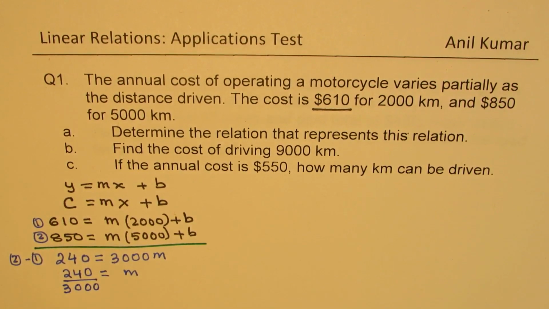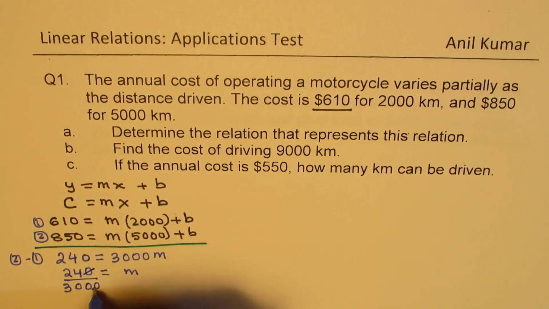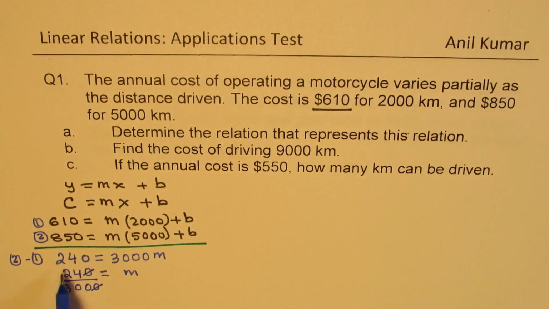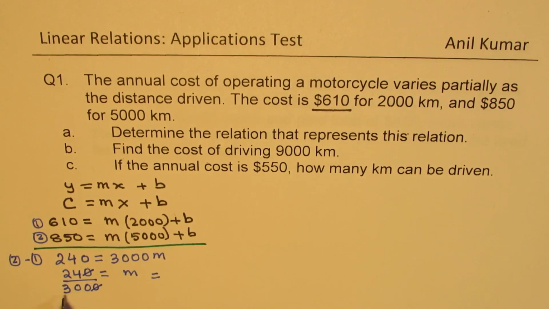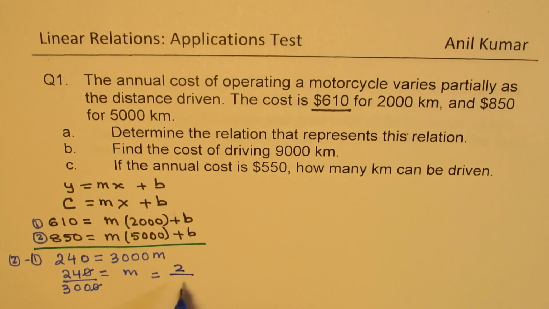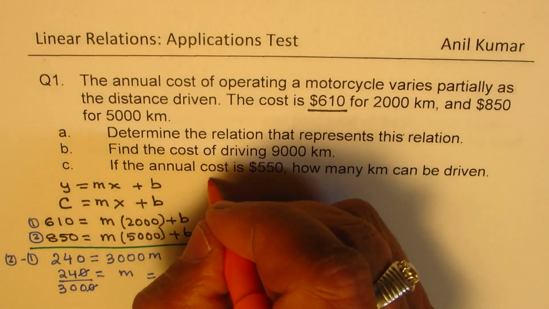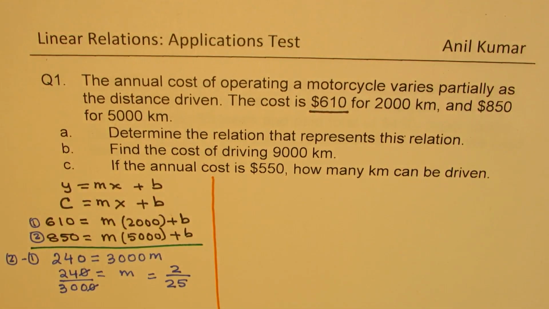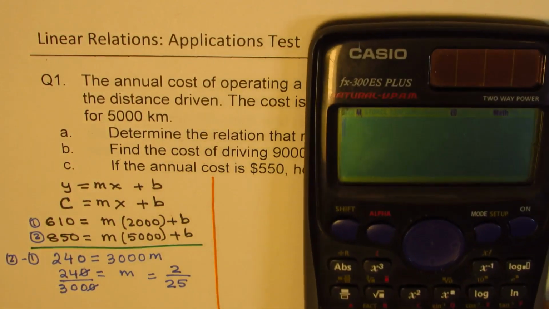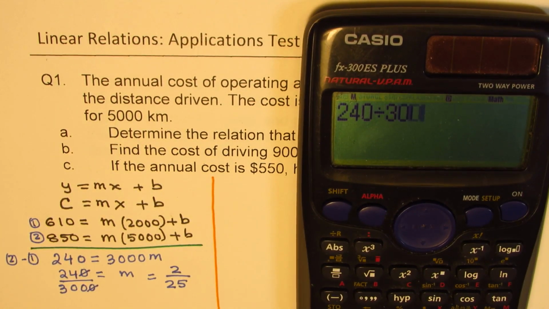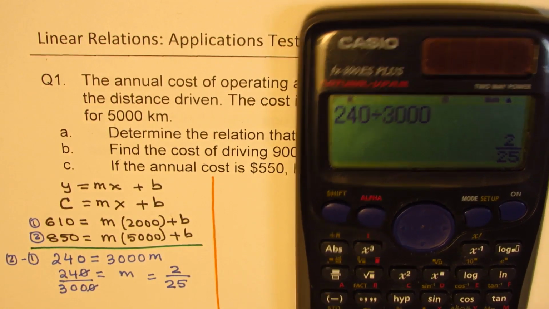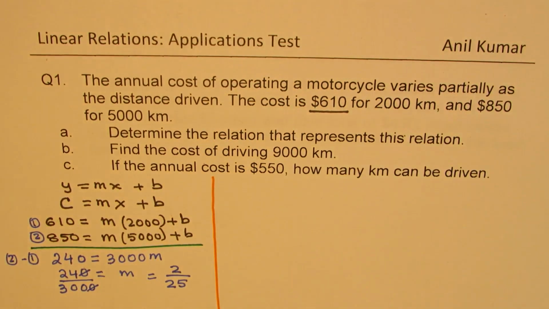Does that make sense to you, right? So if you calculate this, you can cancel these terms. You can divide by 12, right? So what you get here is 2 over 25. So that becomes the slope. I have purposely used this method to show you that we need not always use the slope formula for finding the rate, right? You are allowed a calculator. You could also use 240 divided by 3,000 and get your answer, which is 2 over 25. So we'll use the calculator actually.